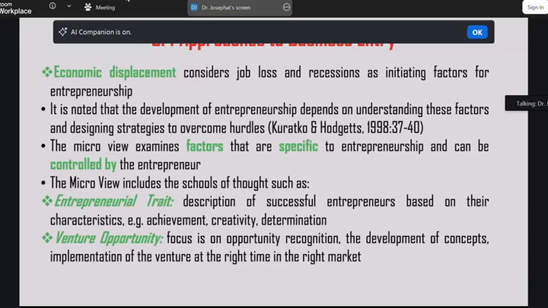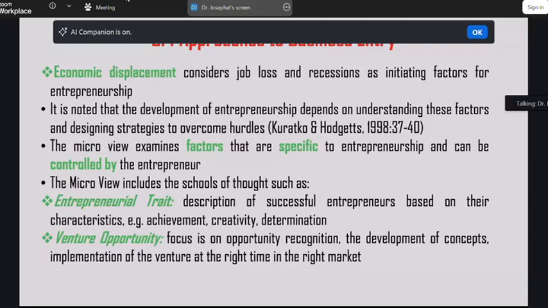So ya tatu hapa tunaongelea economic displacement kama part ya displacement. Economic displacement considers job loss and recessions as initiating factors to entrepreneurship. Mtu ameachishwa kazi, hana kazi kabisa, so anaona njia nyepesi ya kuweza kupata kipato, kukidhi mahitaji yake ya muhimu na familia na whatever, inabidi ajihusishe kwenye shughuli mbalimbali za ujasiriamali. Haikuwa passion yake, haikuwa first option and whatever. It's noted that development of entrepreneurship depends on understanding this factor and designing strategies to overcome hurdles.